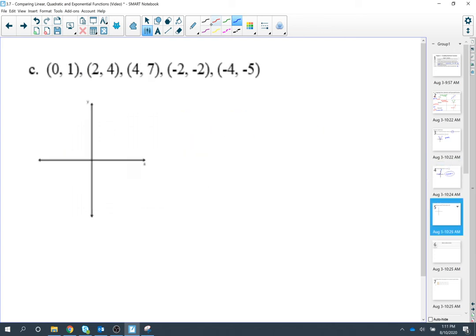Letter C. Let's see. I'll count out my axes again. So we've got 0, 1, 2, 4, 4, 7, negative 2, negative 2, negative 4, negative 5. What do you think? I'm going to go with linear.